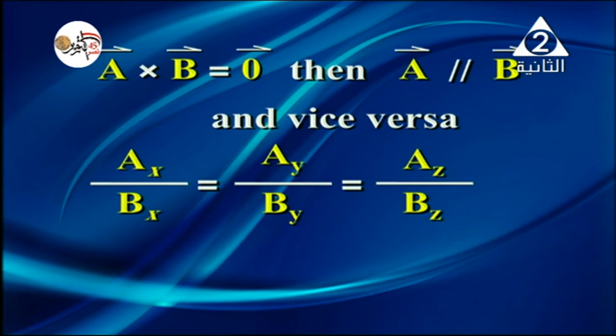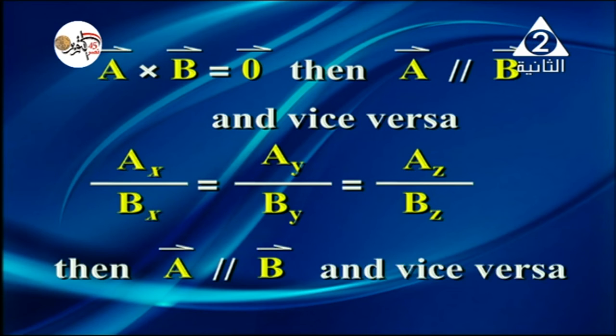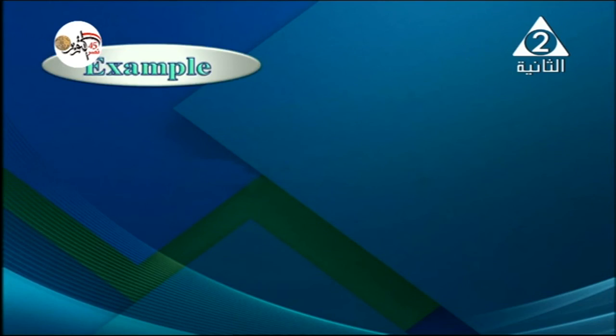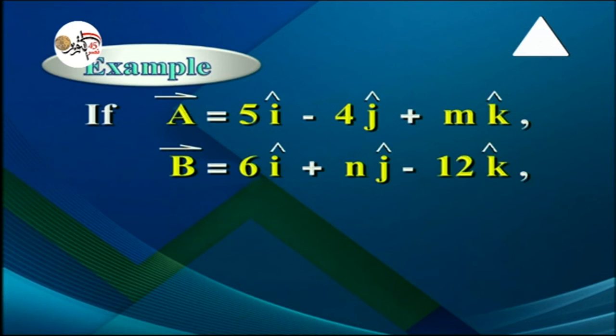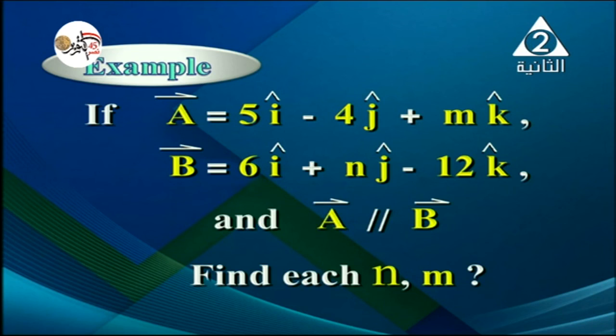This is an important remark: if we have two vectors that are parallel, we deduce that AX over BX equals AY over BY equals AZ over BZ. Then A vector is parallel to B vector, and vice versa. Example: if A vector equals 5i minus 4j plus mk and B vector equals 6i plus nj minus 12k, and A vector is parallel to B vector, find h, k, n and m.